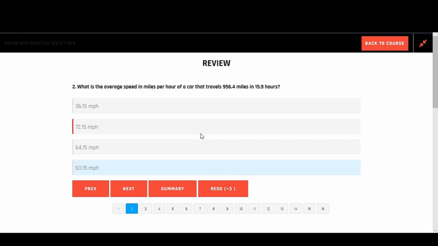So number 2 says, what is the average speed in miles per hour of a car that travels 956.4 miles in 15.9 hours? In this case, we have all the elements of the distance formula. We have distance right here, 956.4 miles. We have time right here. So this is distance, and this is our time in hours. And we're being asked to find the speed, which is the rate. To set this one up, I'm going to go ahead and drop down the distance formula.